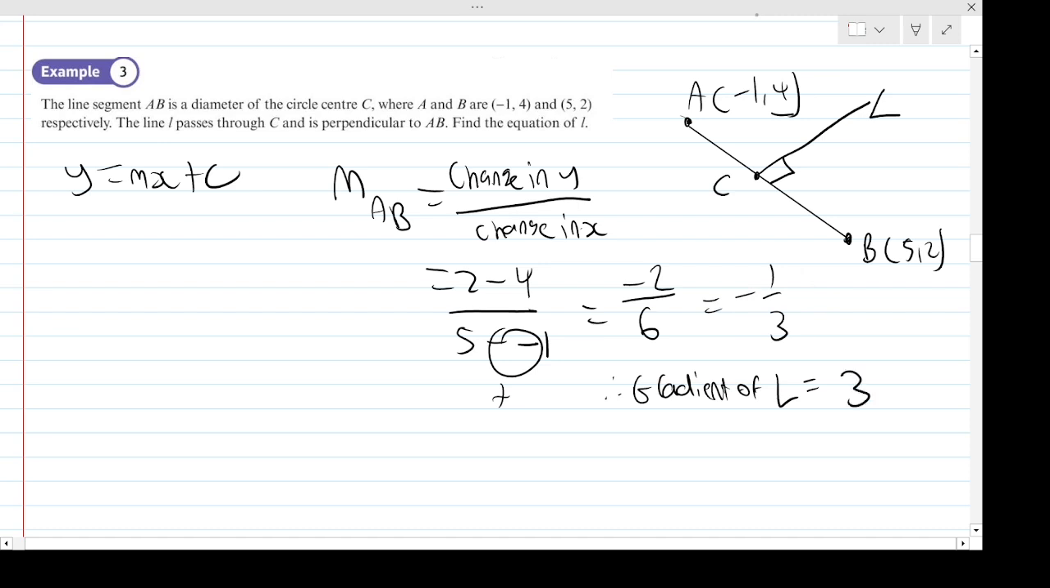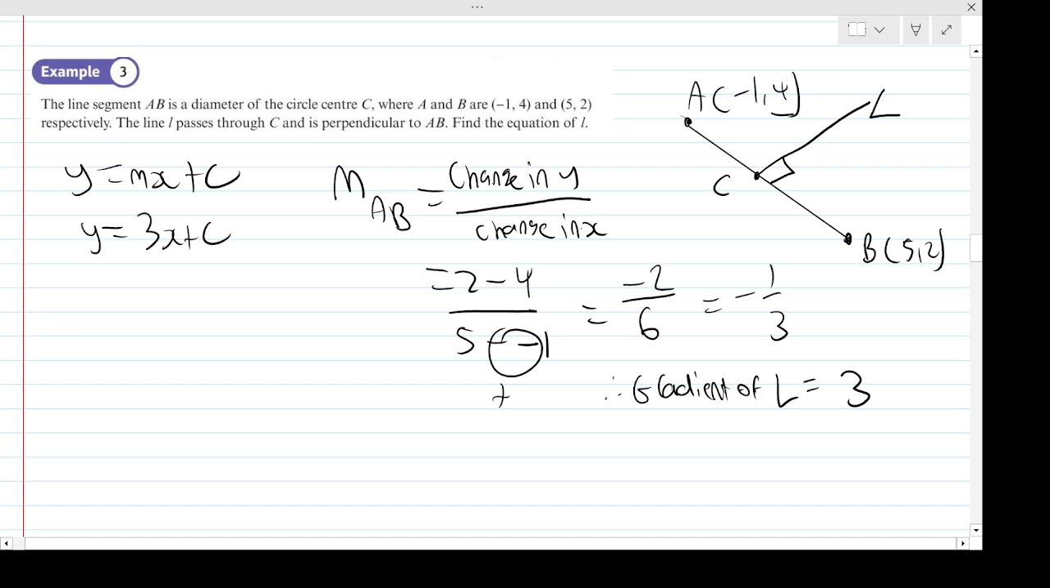And remember, you can always check your answer with perpendicular gradients, because if we do minus a third times 3, you should always get minus 1. And indeed we do. So for perpendicular lines, the gradients should give minus 1 if you multiply them together, which we do here. Cool. So that's the gradient, so we can start to fill in our equation of the line. So y is now 3x plus c, where m is our gradient, remember. So now we need to find c.